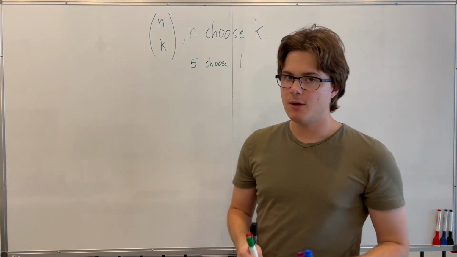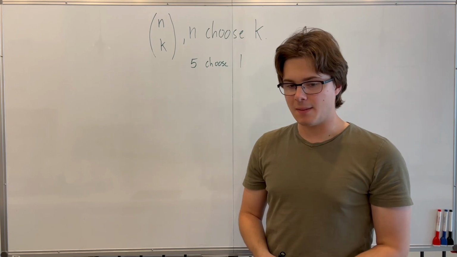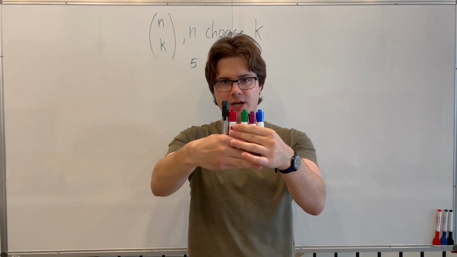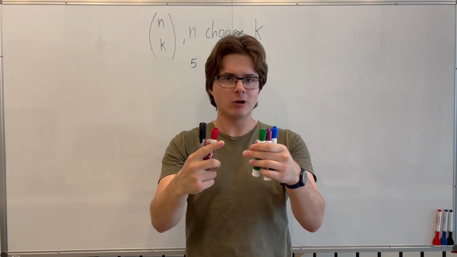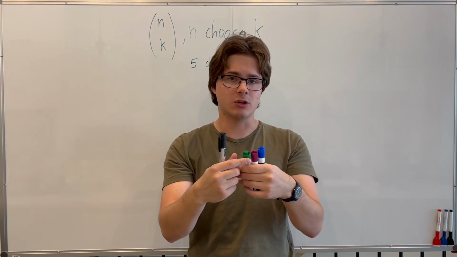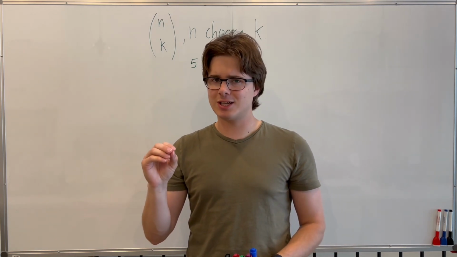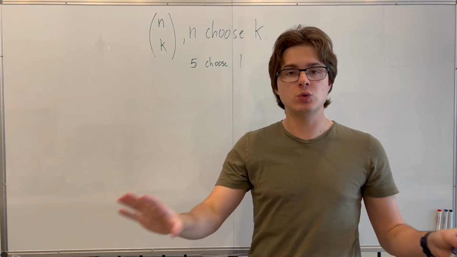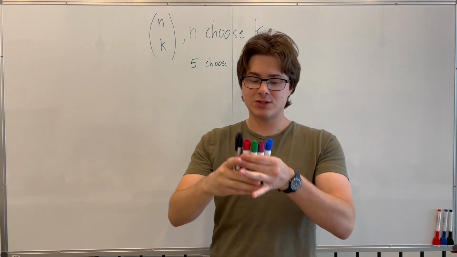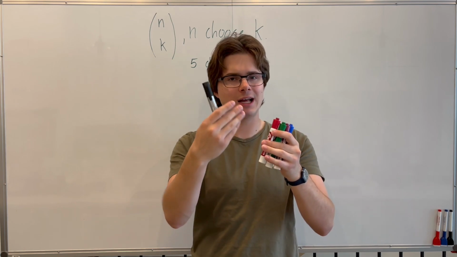Be very careful. When the human brain thinks about choosing something, if I say choose 5 markers out of here, most of you would probably have chosen the first color and then looked around and chosen the second color. That is not how this notation works. This notation isn't about choosing something in an order. It's about just choosing a number. So if I say 5 choose 2, you're choosing things at the same time. That's the way I like to think about it.